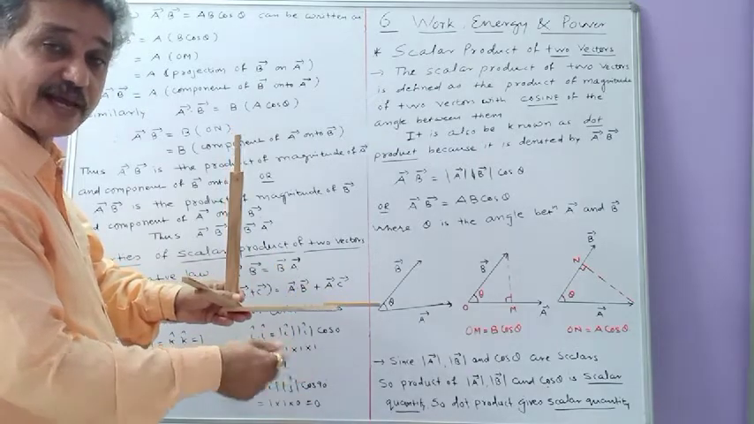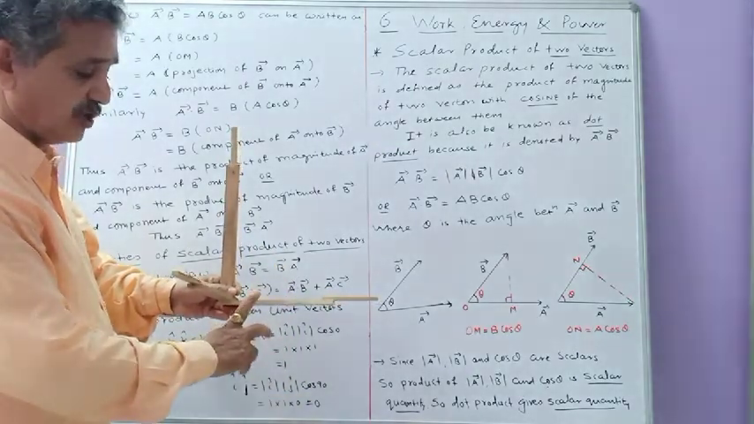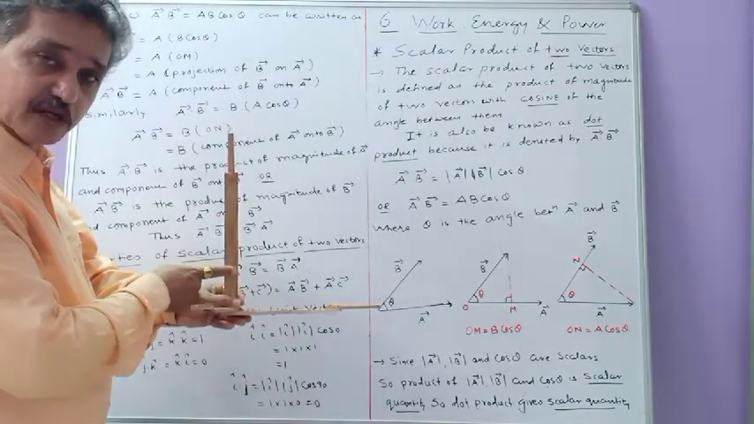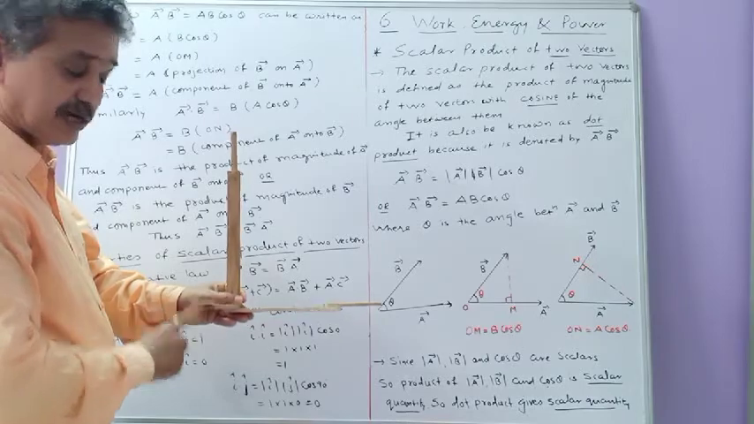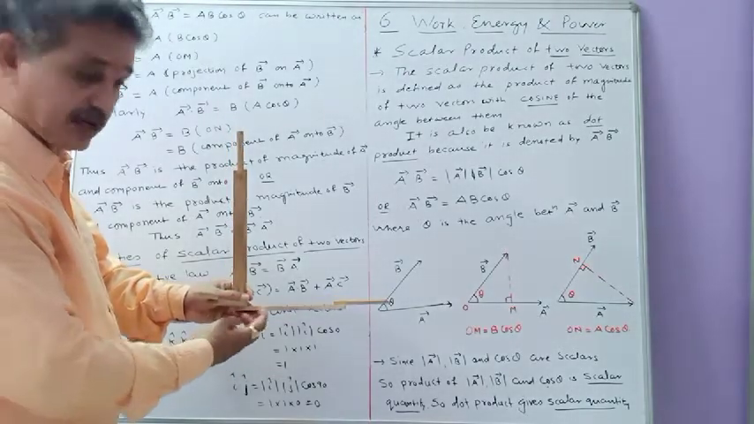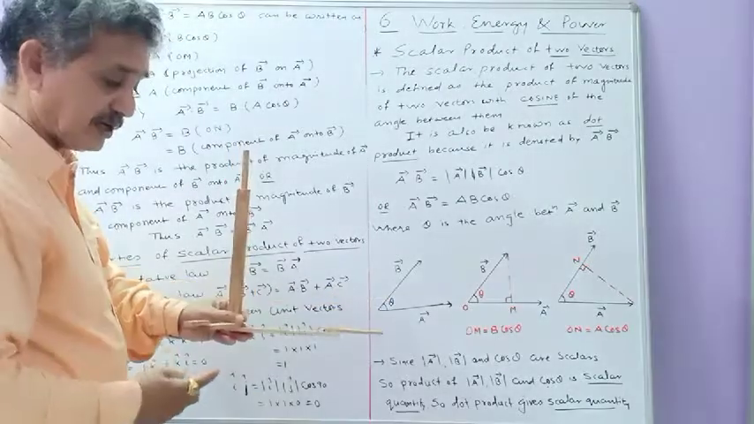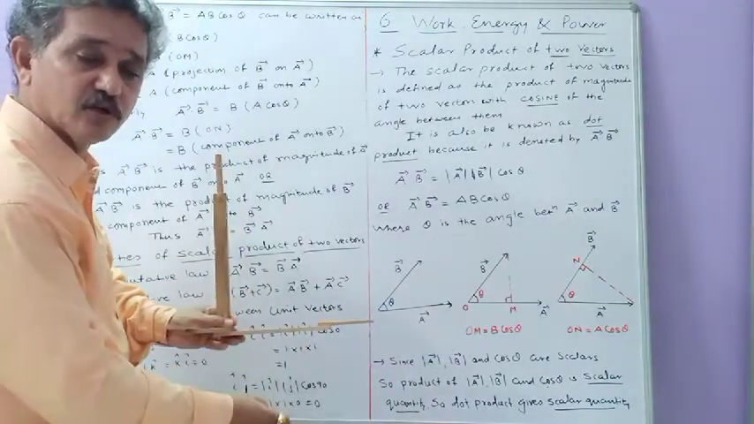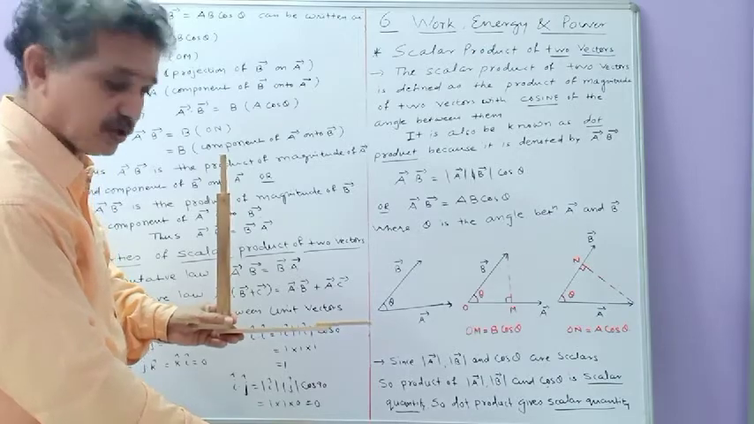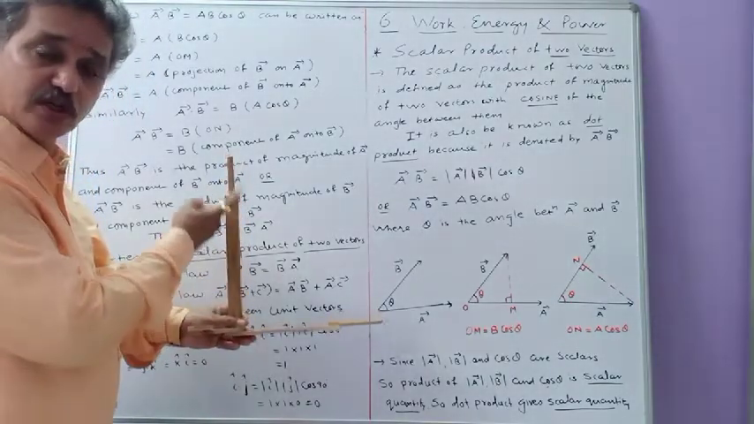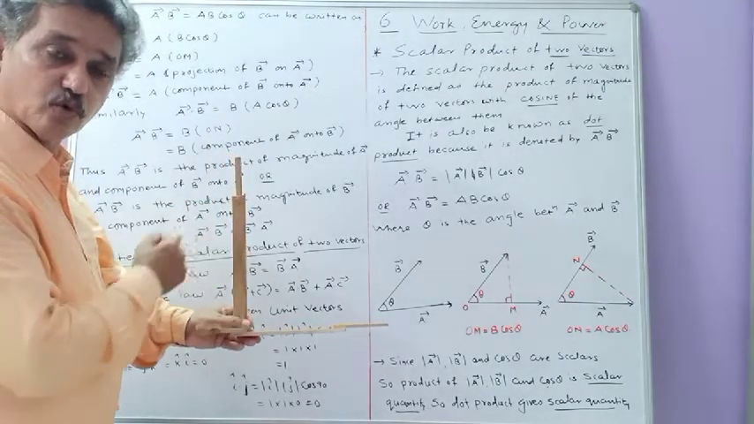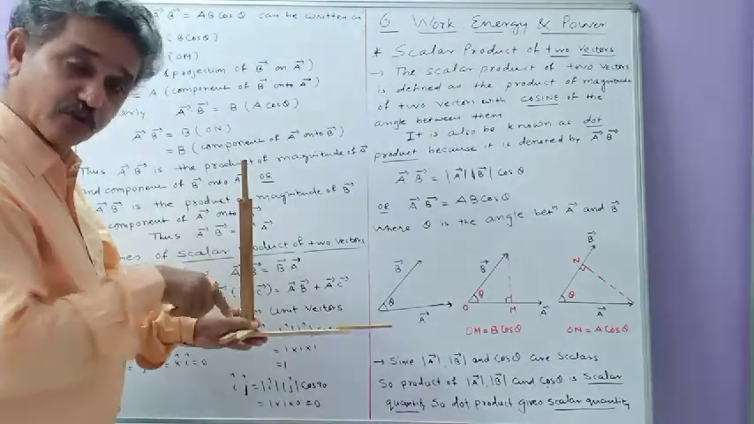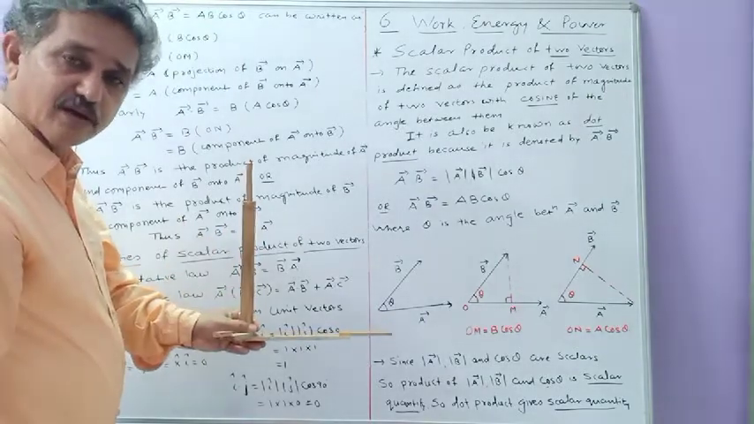Perpendicular means the angle between them is 90 degrees. Between unit vectors I and J, the angle is 90 degrees. Between unit vectors J and K, the angle is 90 degrees. Between unit vectors K and I, the angle is 90 degrees. But if you take the two unit vectors I in the x direction, then the angle between the two is 0 degrees. If you take the two unit vectors J in the y axis, then the angle between the two is 0 degrees. If you take the two unit vectors K along the z direction, then the angle between the two is 0.